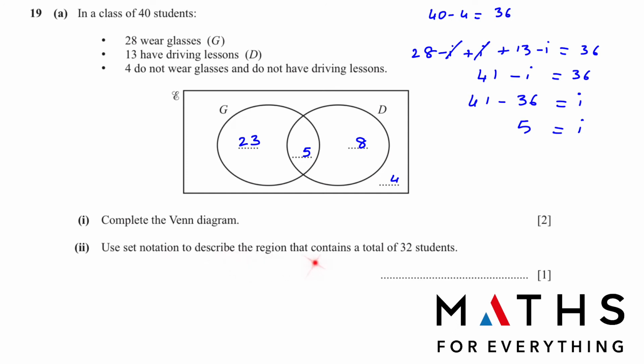Use set notation to describe the region that contains a total of 32 students. So for 32 students, we will have to check what will give us 32. 23 plus 5 is 28, plus 4 is 32. So this is the whole thing. Everything except the only D part. This region can be denoted by G union not D. Sorry, I wrote U. 1 second. G union not D. I have made a video on Venn diagram shading. You can watch it to memorize all the different notations.